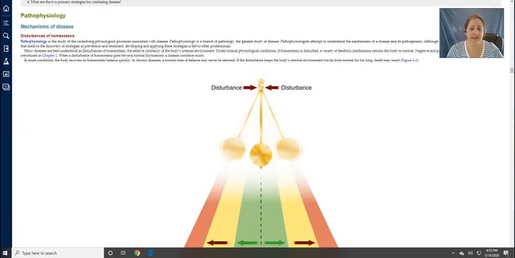So pathophysiology, we already talked about pathology, by putting physio in the middle. Pathophysiology becomes, instead of study of disease, the study of the progression of a disease and the physiological changes in our body. So what is the disease doing to our insides? How is it affecting our cells? How is it affecting our body's function?